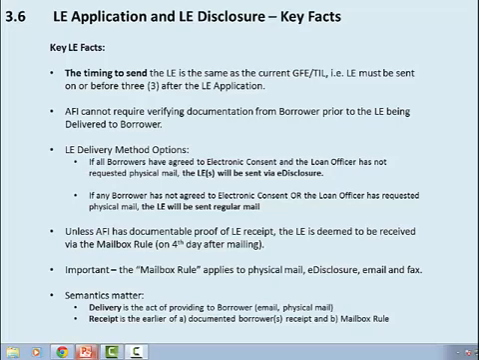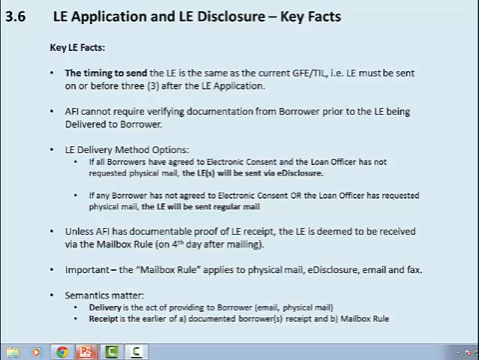LE delivery method options. If all borrowers have agreed to electronic consent and the loan officer has not requested physical mail, the LEs will be sent via e-disclosure. If any borrower has not agreed to electronic consent or the loan officer has requested physical mail, the LE will be sent regular mail. Unless AFI has documentable proof of LE receipt, the LE is deemed to be received via the mailbox rule on the 4th day after mailing.